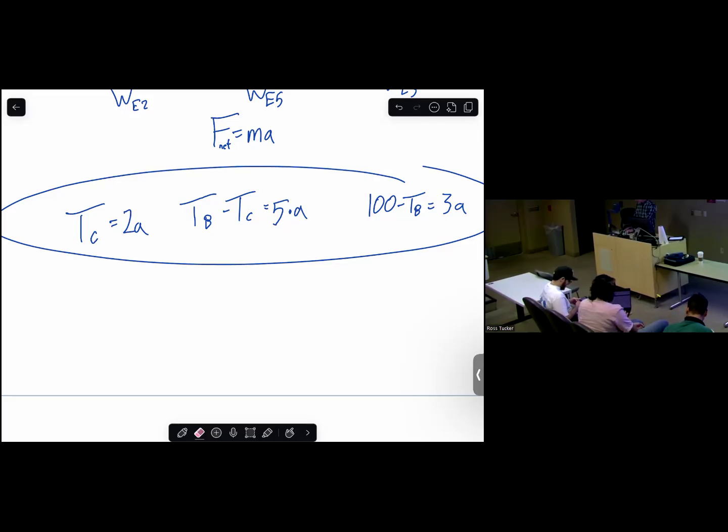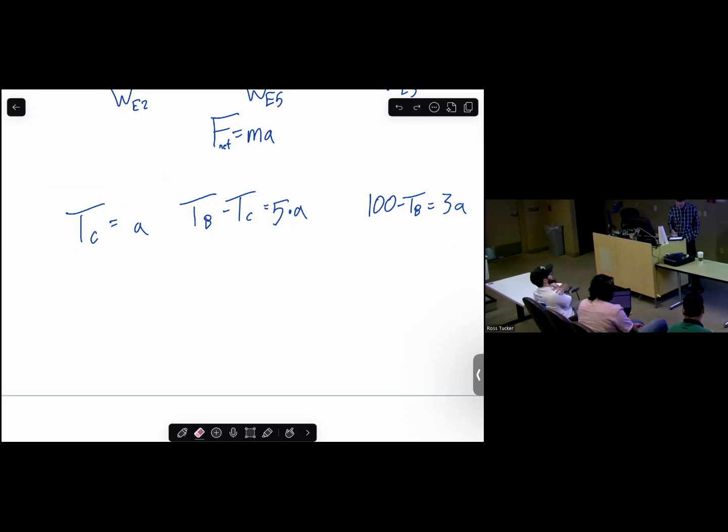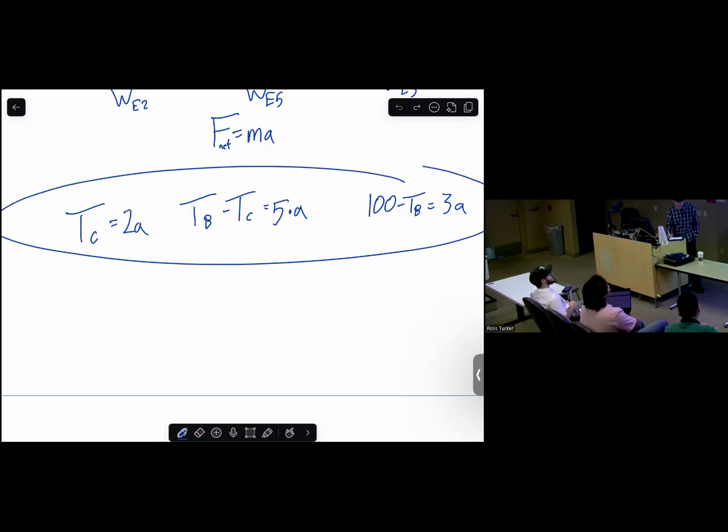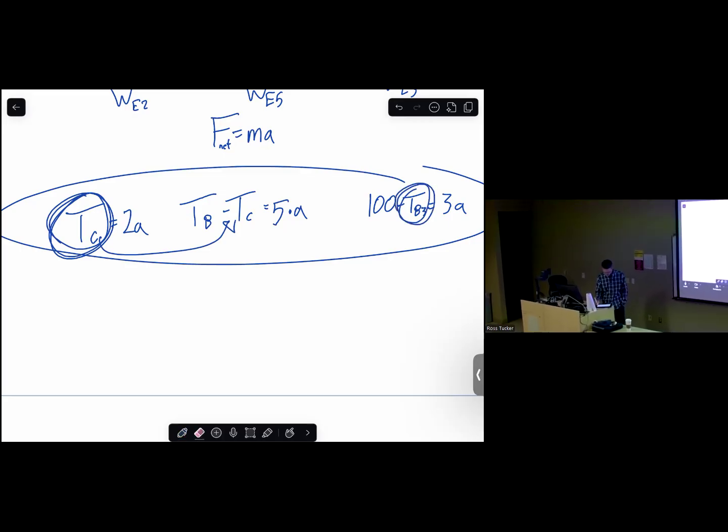Okay, we need practice here. You need practice here. Many people need practice here. Let me walk you through how to algebra here. Here's how to algebra. If you know what TC is equal to, instead of writing TC, you can write 2A. If you could solve this for TB, instead of writing TB here, you can write what TB is equal to.